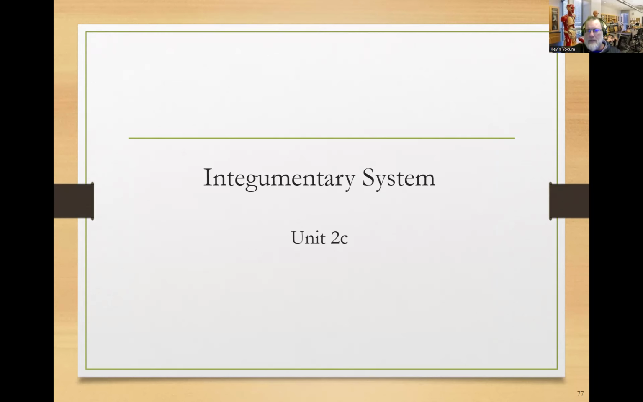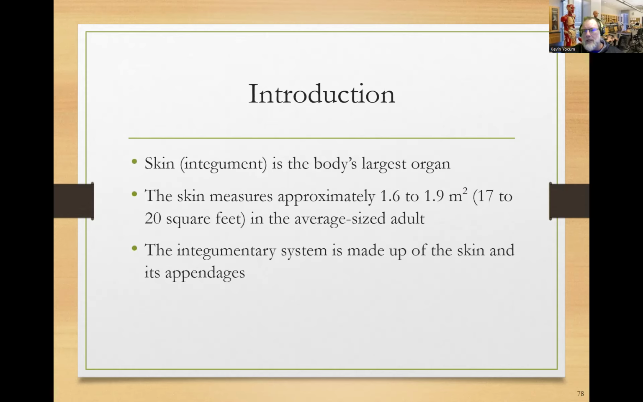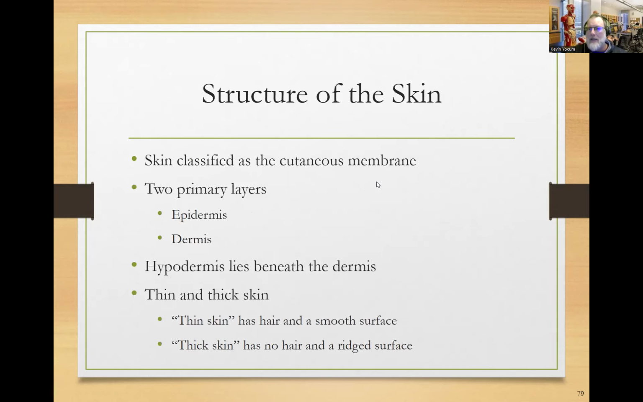Our first system is integumentary, and again, I'm not going to spend a heck of a lot of time on this. There are just a few basics that you need to know. First of all, this is the largest organ of the body. Okay, it's made up of skin and the skin's appendages. And the appendages of the skin would be the hair and the nails. All right. It's a cutaneous membrane with two layers called the epidermis and the dermis.